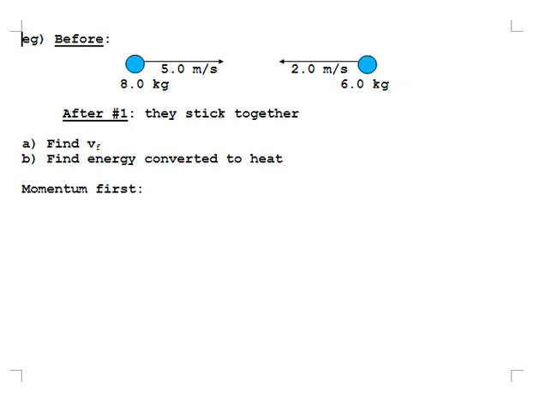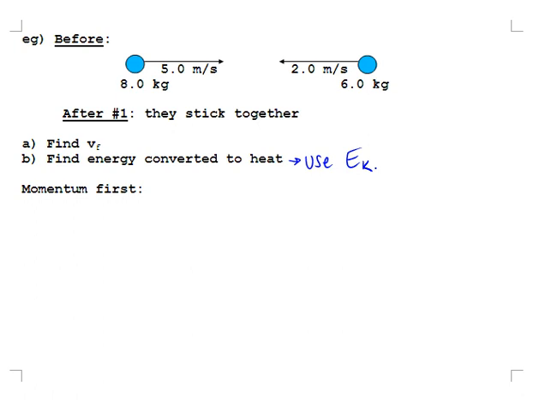So here's a couple of things we're going to do. We're going to find the final velocity. We do that using momentum. And then we're going to figure out how much energy was converted to heat. And to do that, we're going to use kinetic energy. So we're going to use EK.